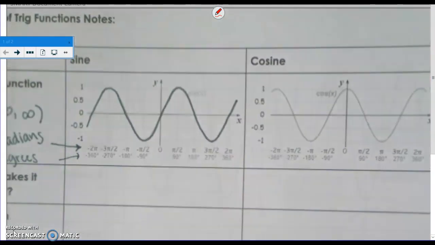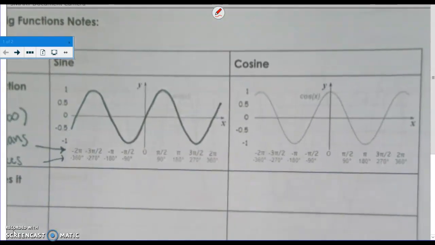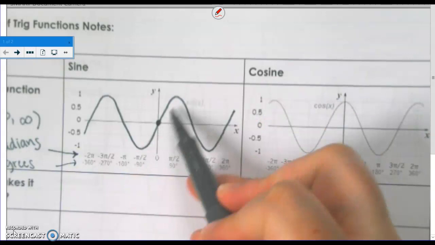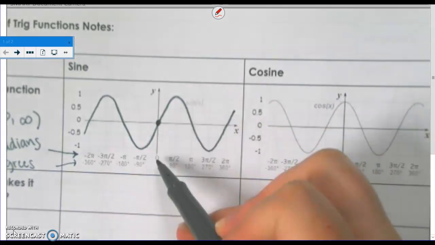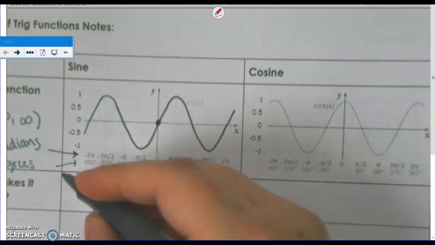The way you can tell the difference between sine and cosine: sine should pass through whatever your origin is. I'm going to put origin in quotation marks because we're going to be shifting the graphs up and down.